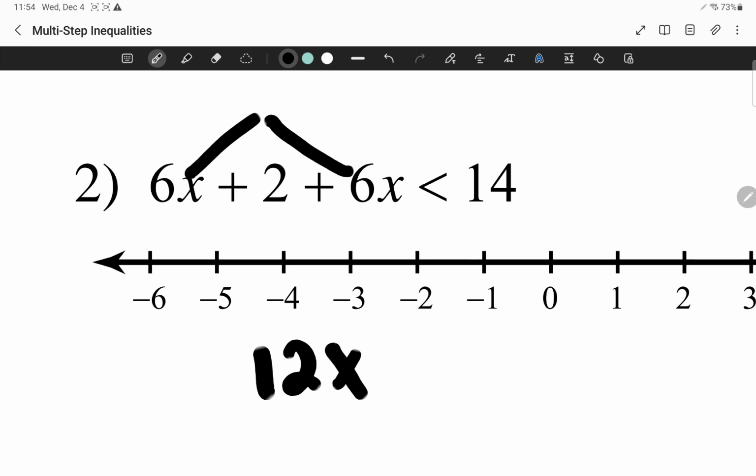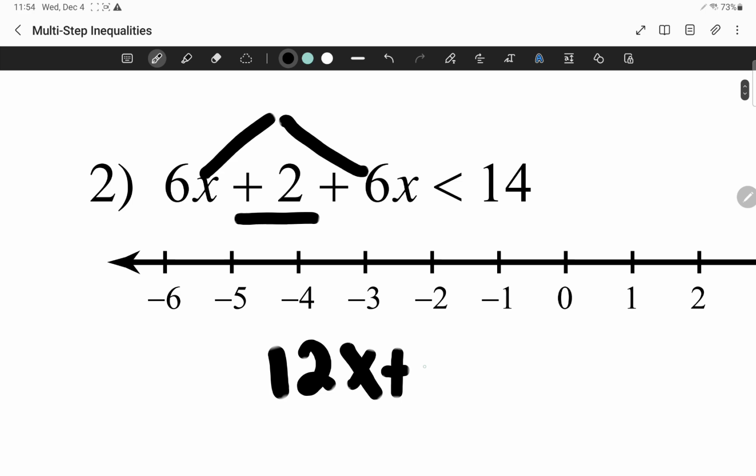Now we just bring everything else down, which is the plus 2. And then we have the less than 14.